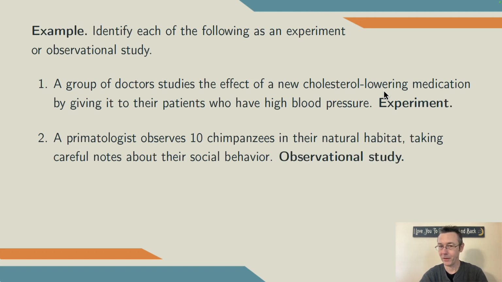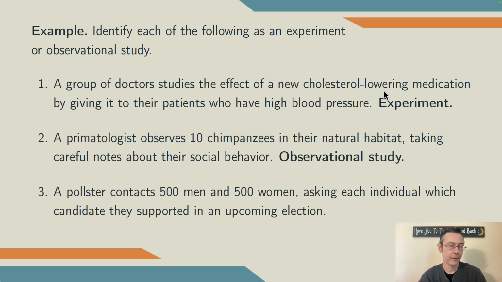So this is an observational study. They're not making any changes to their environment, not trying to apply treatment to one group or another. Third, a pollster contacts 500 men and 500 women, asking each individual which candidate they support in an upcoming election. So this is another observational study where we are not applying a treatment, not seeing the effect of that on the sample that we have.